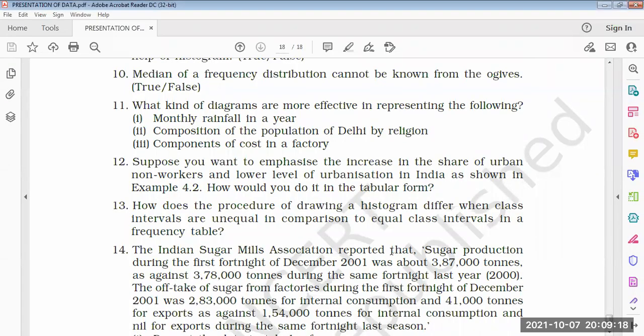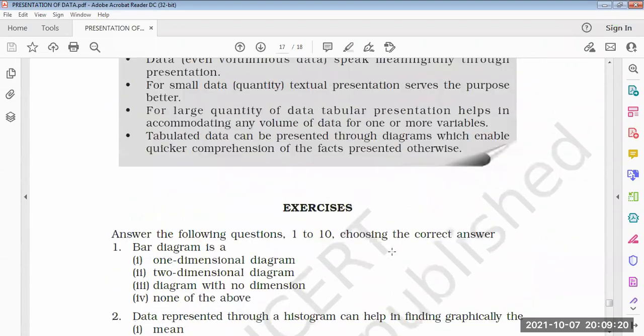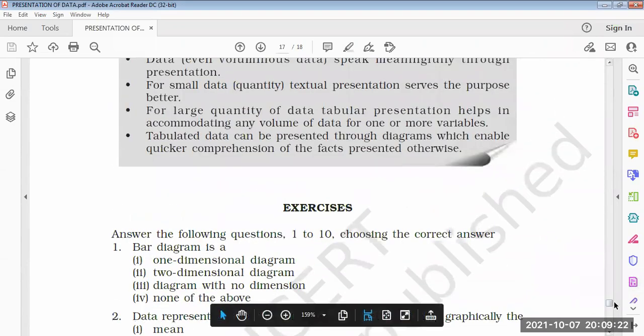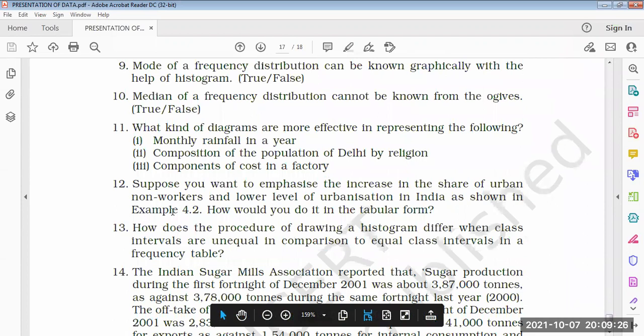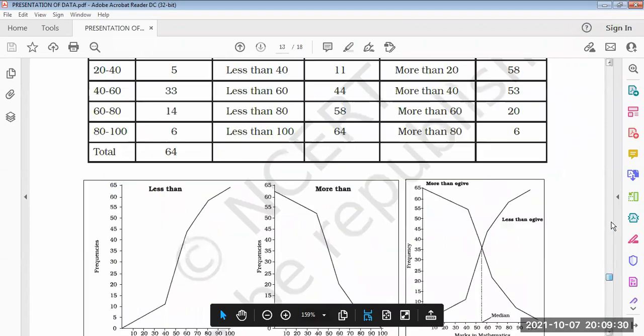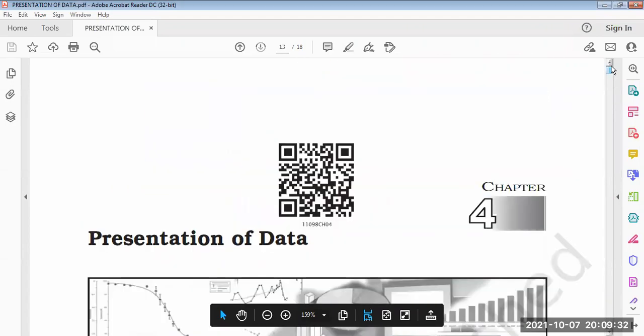So we have to pick up 4.2. Where is the 4.2? In which page is it? 12th question. Example 4.2. Where is that example?